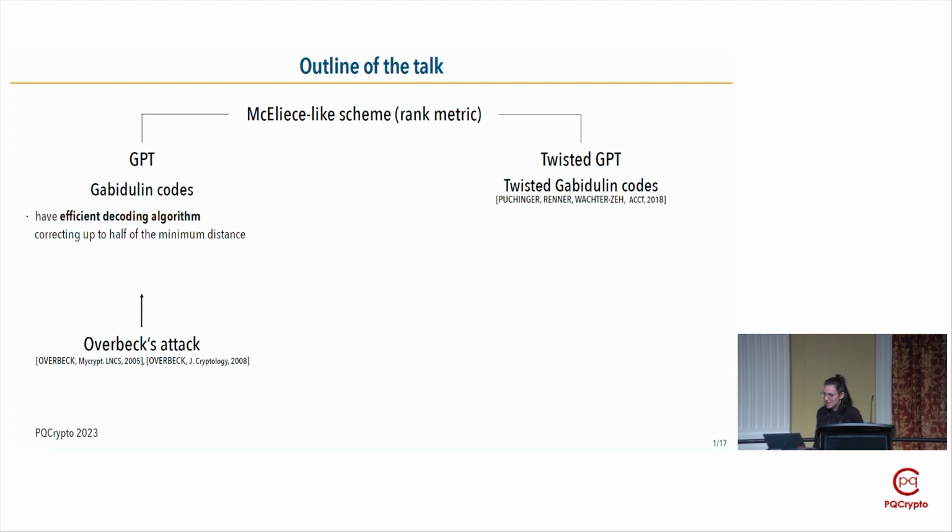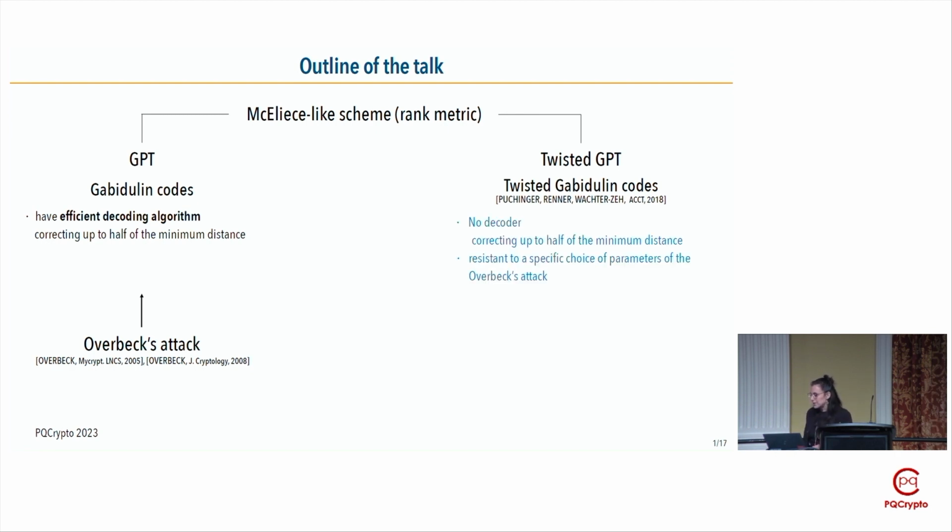So there are several techniques to repair these kinds of systems. We'll focus on one of those, which consists in replacing the underlying code with another family of codes. And this is what Puchinger, Renner, and Wachter-Zeh did in 2018. So they proposed to replace Gabidulin codes with Twisted Gabidulin codes. We will call the corresponding scheme Twisted GPT.